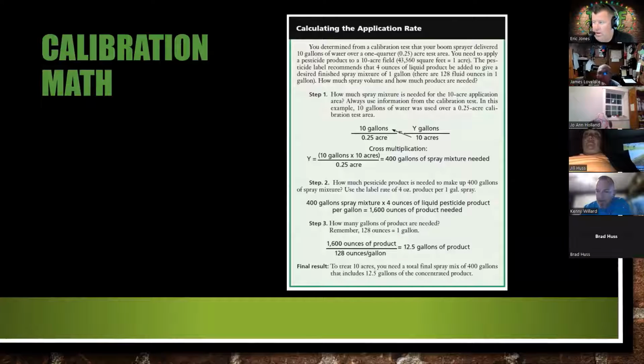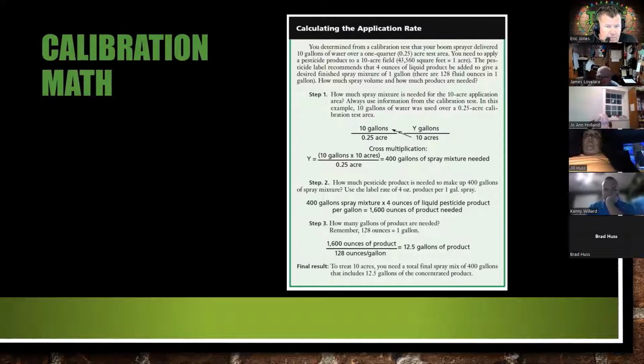And some more easy problems here that we would see. Basically here it's just an example. You have determined from a calibration test that your boom sprayer, and I love boom sprayers on the back of lawn tractors or your Perma Greens or your Steel Greens. All of those machines are super nice, and you can get a lot of work done pretty quick.